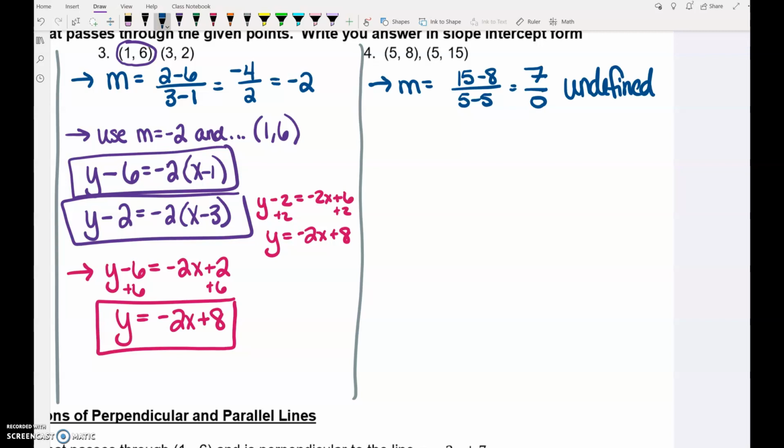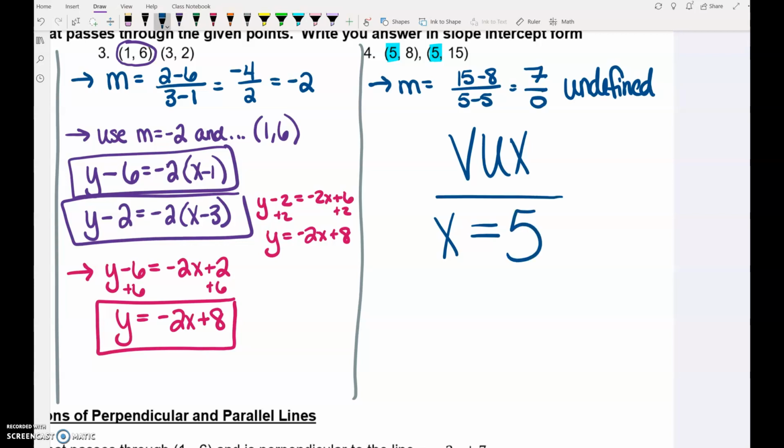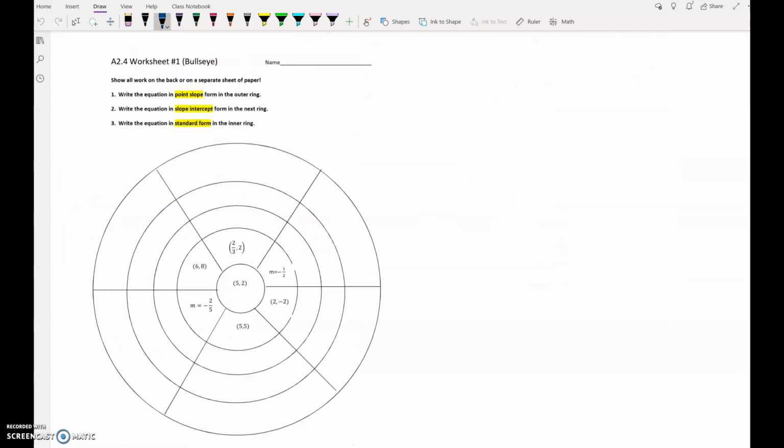What type of line has an undefined slope? Vertical. This is VUX. Undefined is a vertical line. And the equation for a vertical line is x equals. Take a look at your 2 points. What must x equal? 5. So if they ask you for point slope form, you would write x equals 5. If they asked you for slope-intercept form, you would write x equals 5. The only equation we have for this line is x equals 5, so it would work for whatever answer they asked you for.